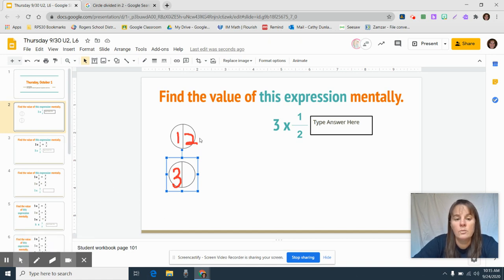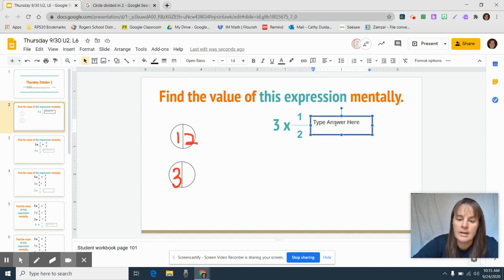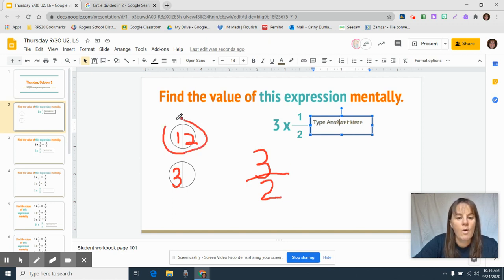So I have 3 groups of 1/2. 1, 2, 3. My answer, 3 groups of 1/2, I could type all kinds of things. I could type, well, I have 3 half-size pieces. Sorry, I am not the greatest at writing on this whiteboard thing. I have 3 groups of 1/2. I have 3 halves. 3 groups of 1/2 is 3 halves. My half is just the size of my piece. I also have 1 whole.